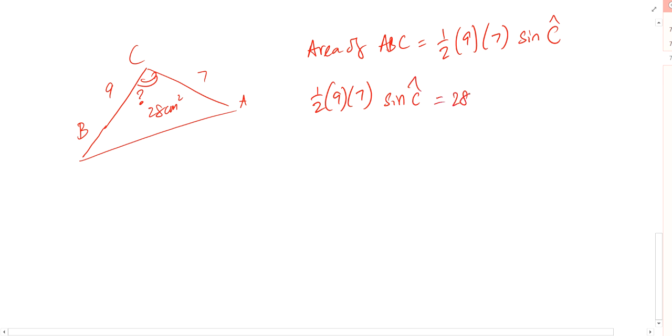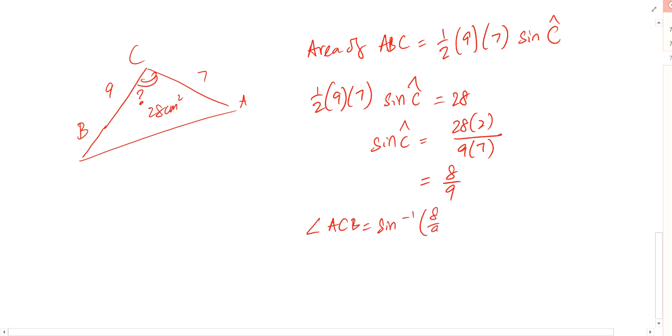So our unknown is C, isn't it? So we get rid of everything else. How do we get rid of the half and the 9 and the 7? Sine C equals 28 times 2 divided by 9 times 7. Agree? So this value, how much is it? 8 over 9. Confirm, huh? Then what is the value of C? So this angle is angle ACB equals sine inverse 8 over 9, isn't it?